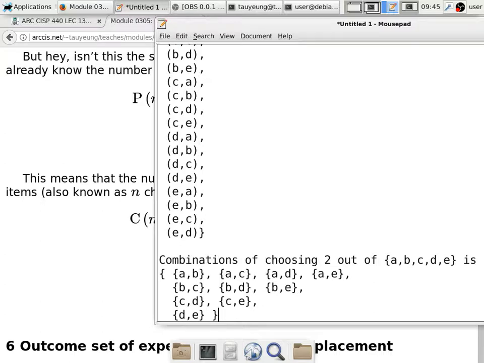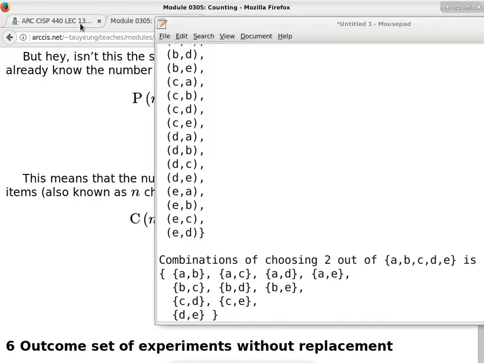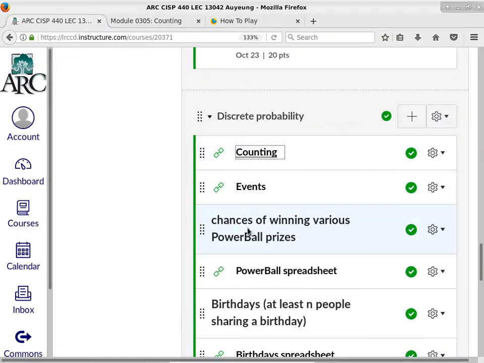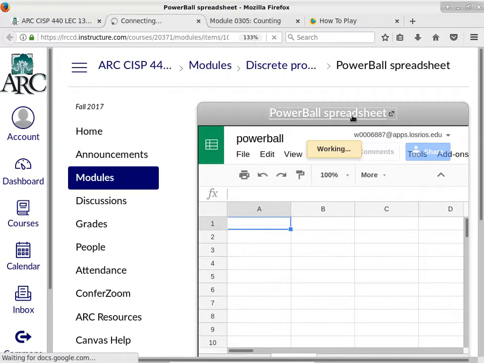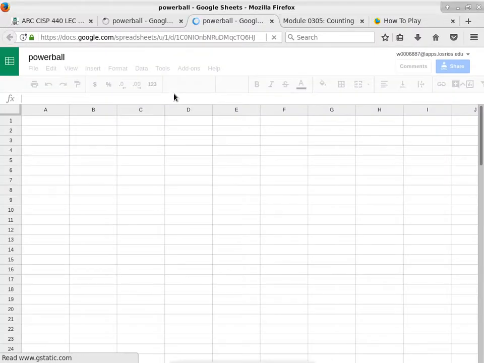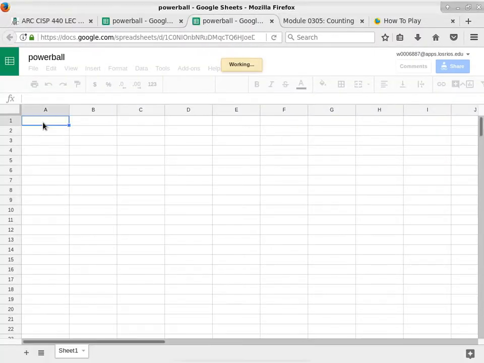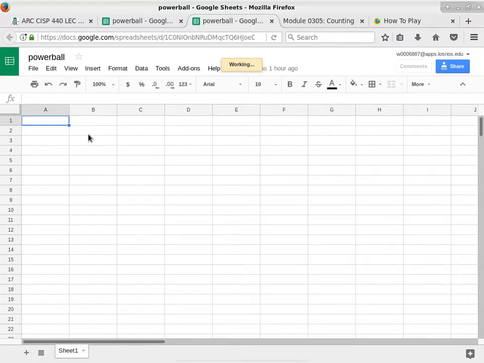All right. Okay. So I think we have enough terminology to solve the problems that I was mentioning at the beginning of the class. So now we go to the chances of winning various Powerball prizes. We go to this spreadsheet. Okay. So when we go to this spreadsheet, we are going to name different columns differently.